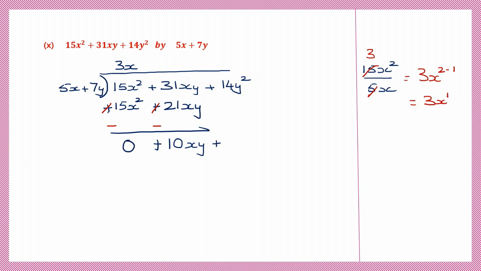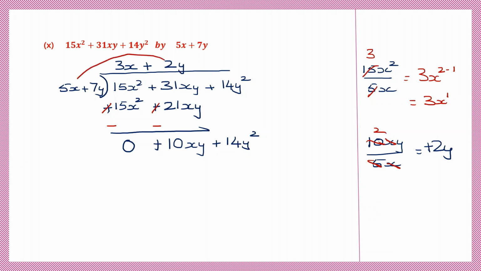Bring down the next term, 14y squared. Take the first term of the dividend, which is 10xy, divided by the first term of the divisor, 5x. Cancel. 5 2s are 10. The x will get cancelled. And what is remaining is y. So it becomes 2y. So let's write it there. Plus 2y. Now I need to divide plus 2y by 5x.